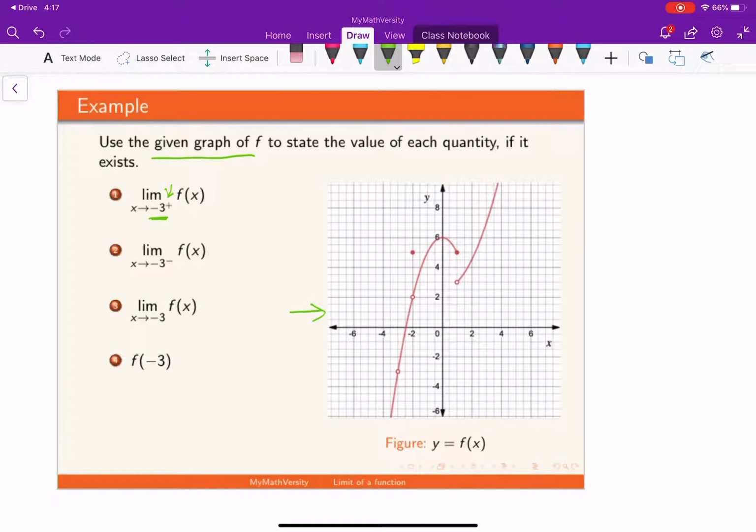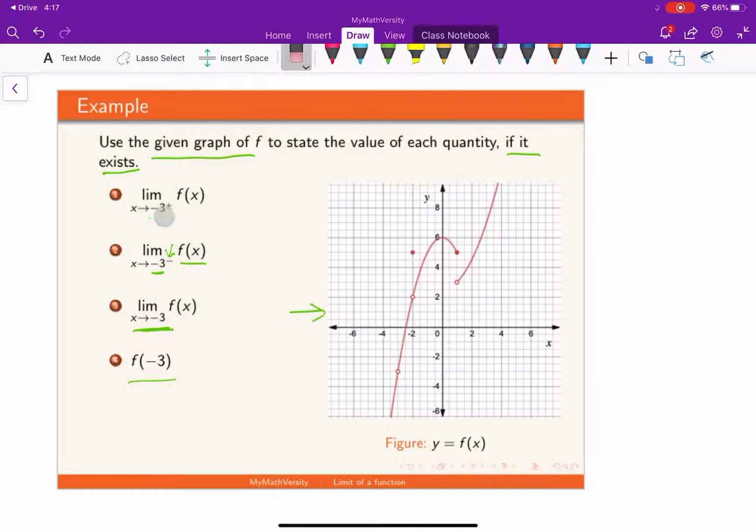And then we also need to find the limit of the function f of x when x gets closer and closer to -3 from the left side. That's what the superscript sign over there means. And we also need to find the limit of the function when x gets closer and closer to -3, and the value of the function at -3, if it exists. So those are the things we need to figure out.